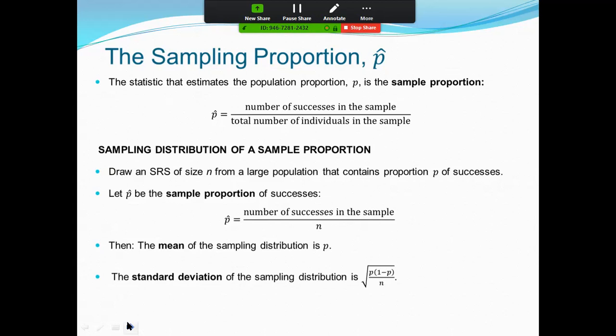Sampling distribution of a sample proportion. Draw an SRS of size n from a large population that contains proportion p of successes. Let p hat be the sample proportion of successes. P hat equals the number of successes in the sample divided by n. Then the mean of the sampling distribution is p. The standard deviation of the sampling distribution is the square root of p times the quantity 1 minus p divided by n.